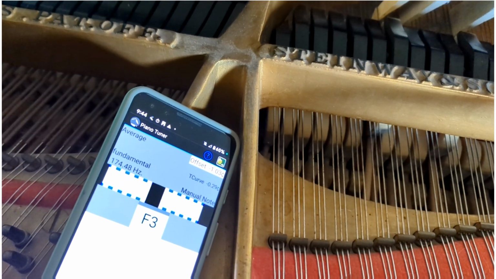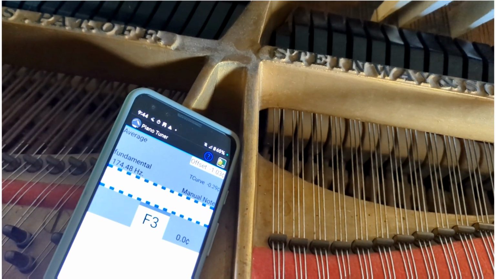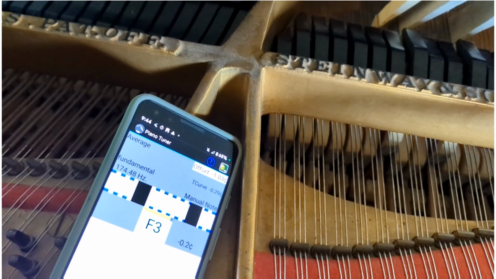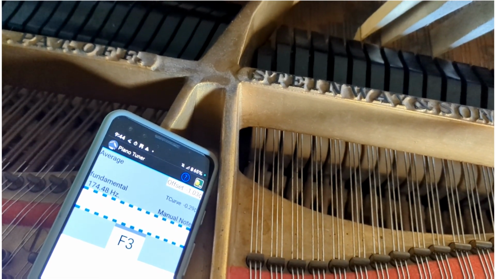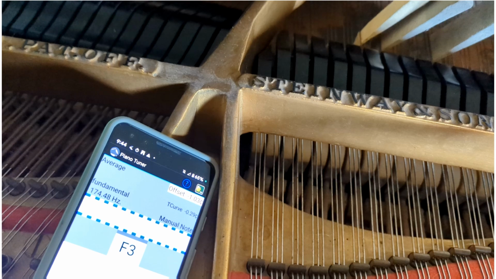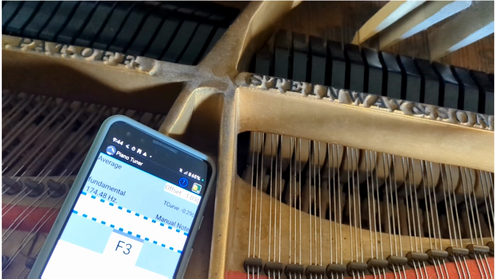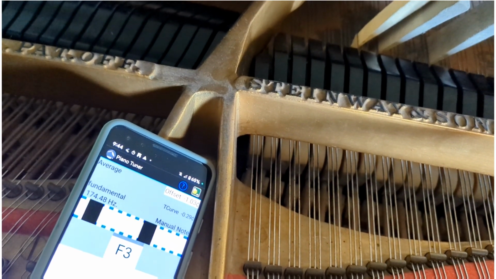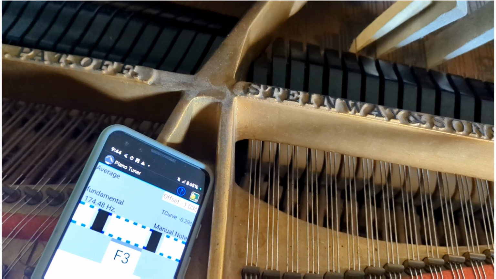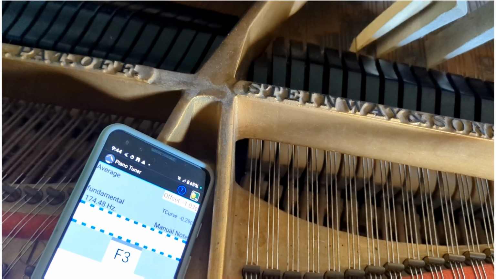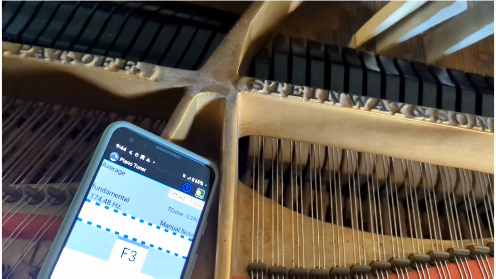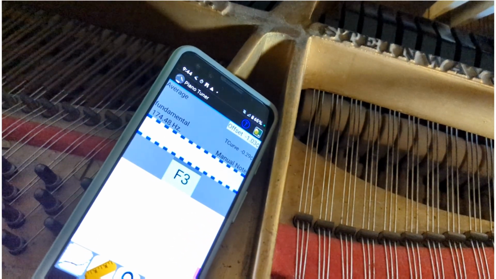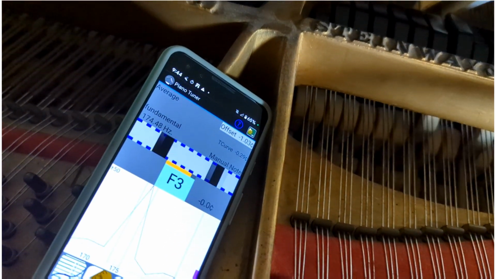F3, F sharp 3. So you can hear that the major third with the shorter string that is tuned flatter is beating a little bit slower, which makes sense because lowering the tension of that string and the shorter length are going to increase the inharmonicity. So you'd expect that third to sound slower.